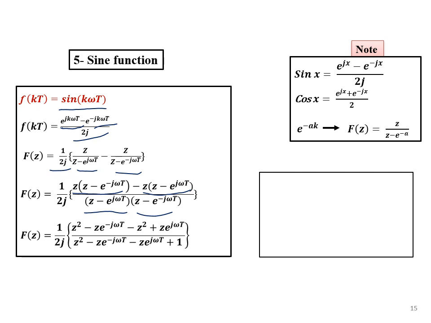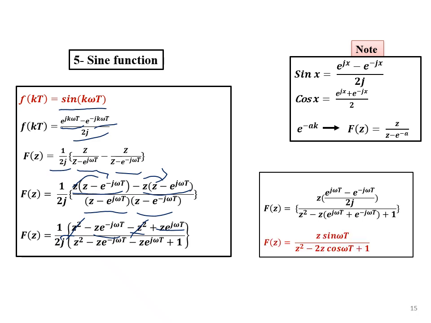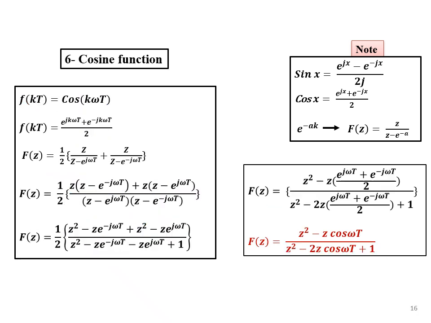We multiply z by the bracket for this and for this. We get z squared minus z e to the power negative j omega T minus z squared plus z e to the power j omega T. We cancel z squared with negative z squared. Then we obtain z times e to the power j omega T minus e to the power negative j omega T divided by 2j, over z squared minus z times e to the power j omega T plus e to the power negative j omega T, plus 1, which is z sine omega T divided by z squared minus 2z cosine omega T plus 1. This is the final form for the sinusoidal function.